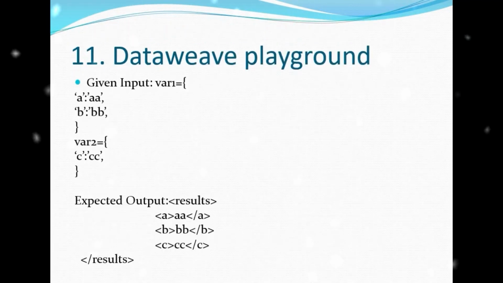11. DataWeave playground. Given input var1 = a:/aa bbb, var2 = ccc. Expected output: results aaa/a bbb/b ccc/c /results.